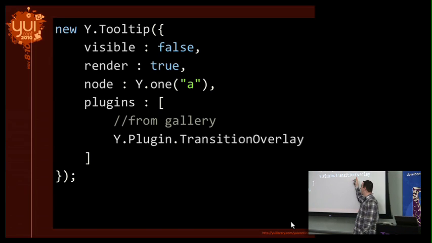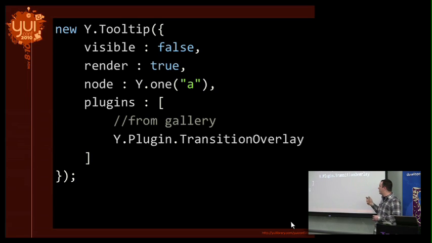This plugin is actually coming from the gallery. I'm not showing a lot of the stuff around it because that's already there. You can use this right now. Just coincidentally, I wrote it and it's got a terrible name, so I'm sorry. It says transition overlay. The gallery name is overlay transition, and it works on any widget, not just overlays. So that was a terrible mistake on my part. However, the important thing to note is that it does work on every widget.